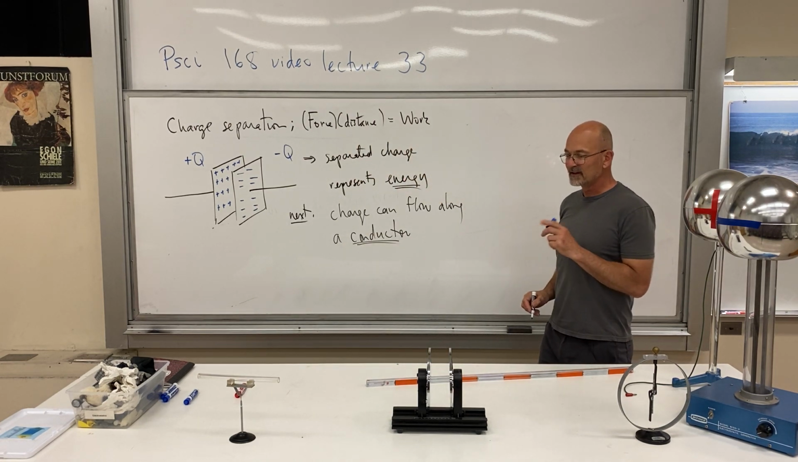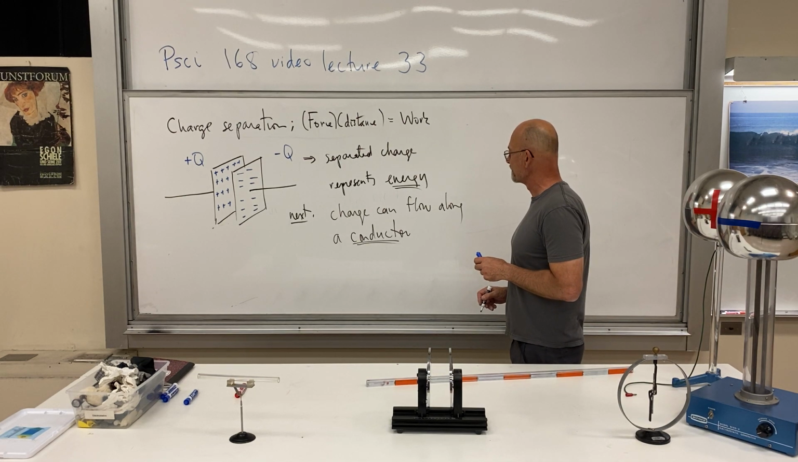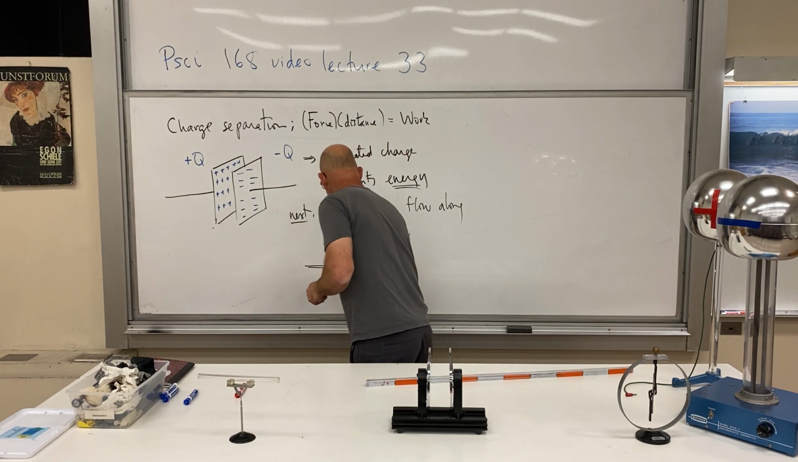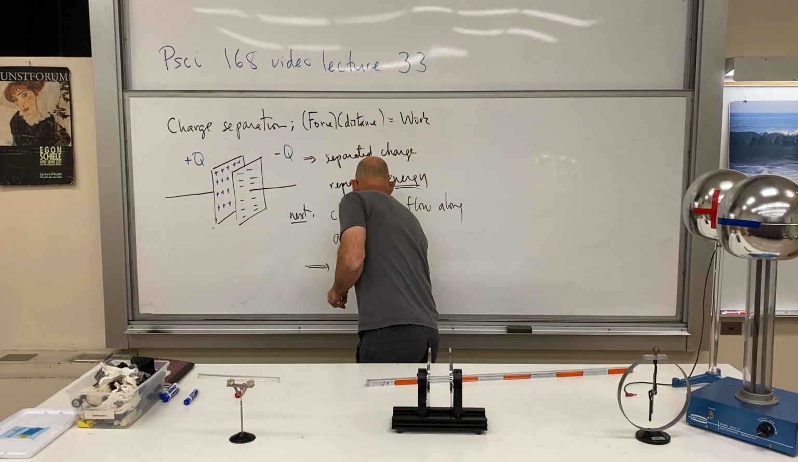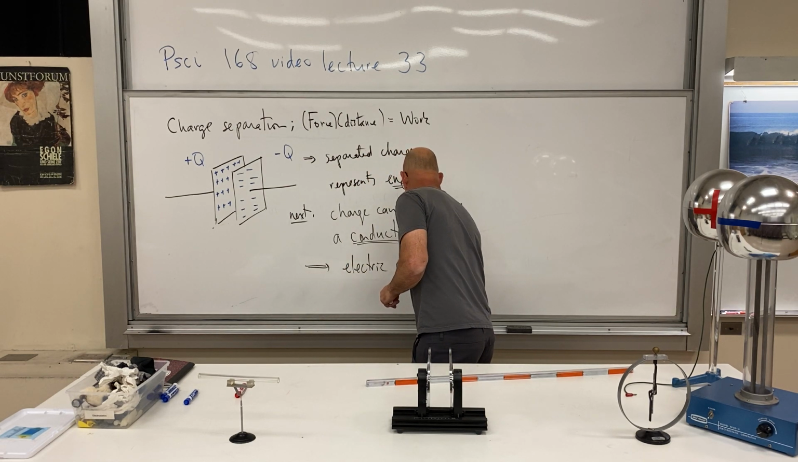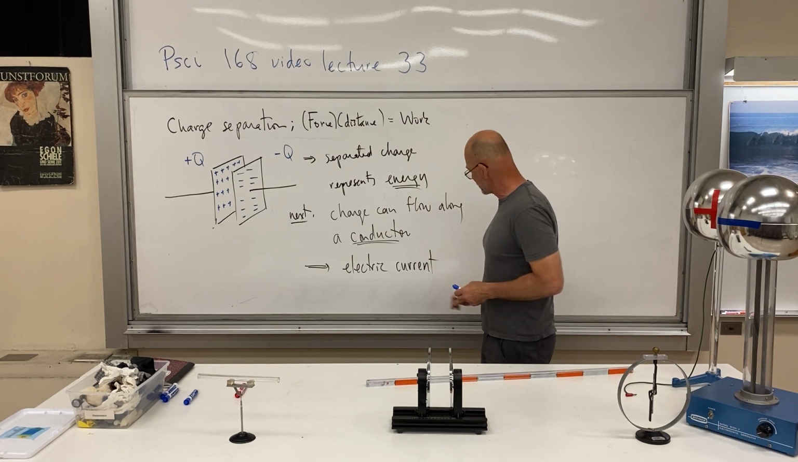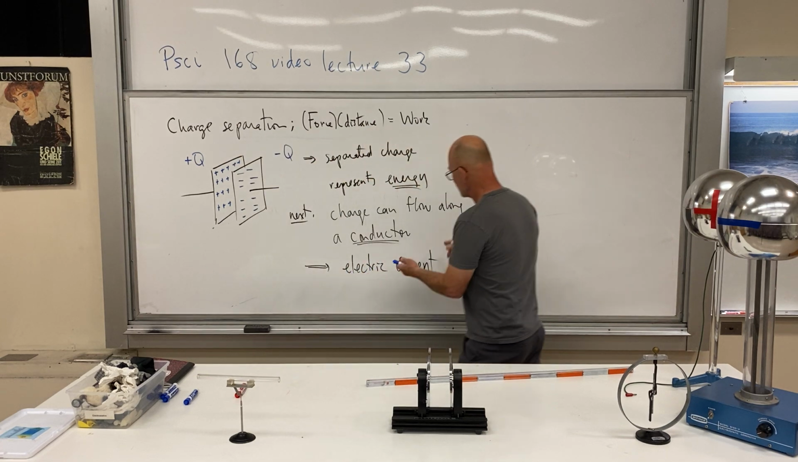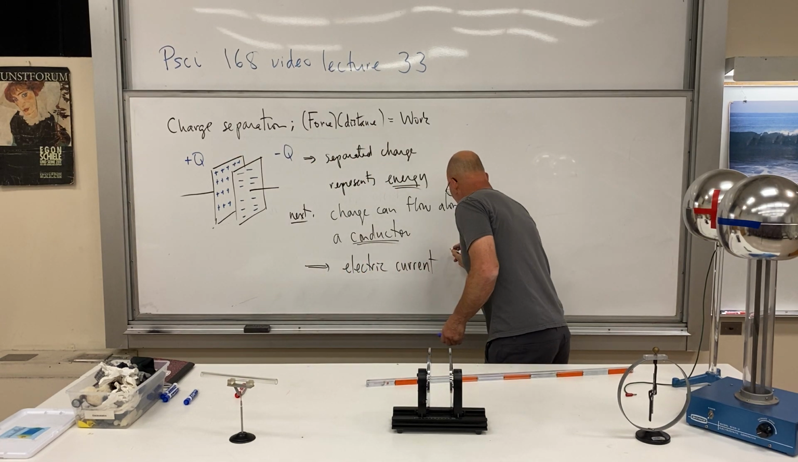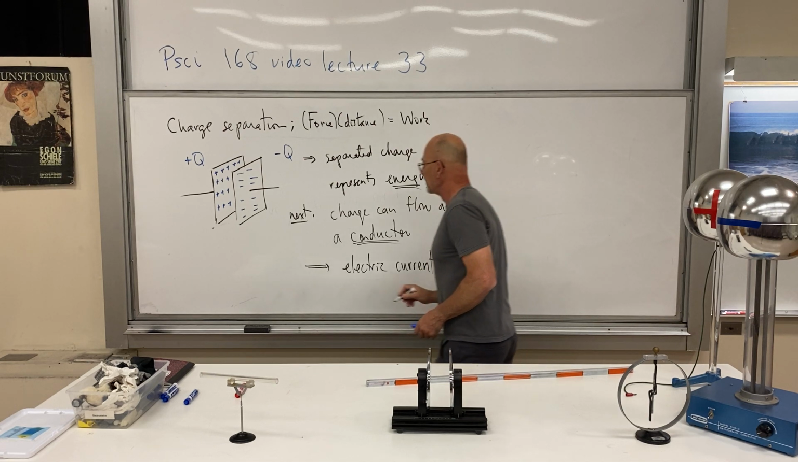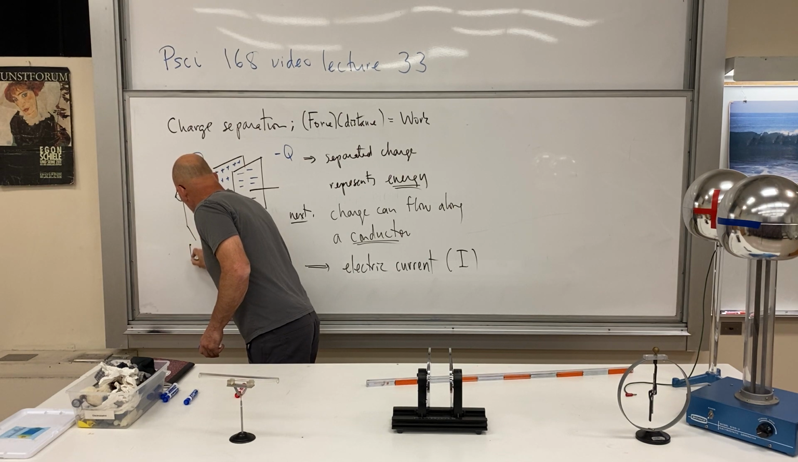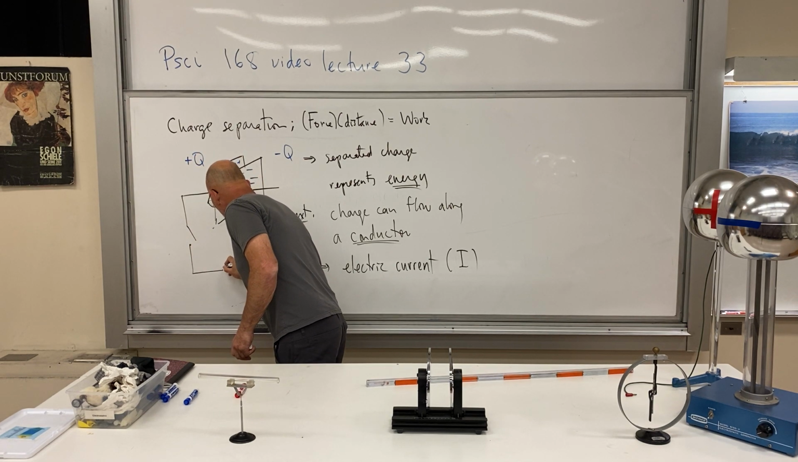Charge can flow along an electric conductor, and that's going to give us the idea of electric current. I'm going to complete this little drawing before we come back and become really specific about these things. So we'll have an electric current, and we're going to use the letter I for it. I'm going to put a switch here. And here I'm just going to draw a light bulb for the moment. There's a light bulb.